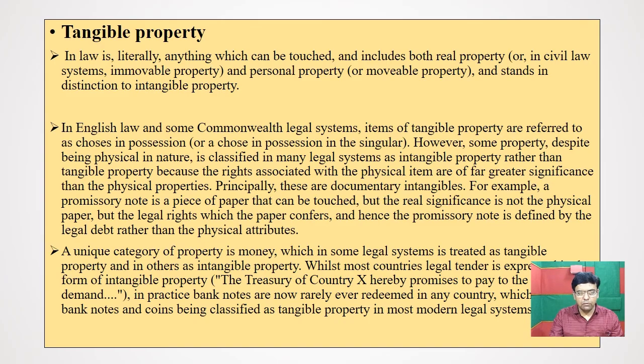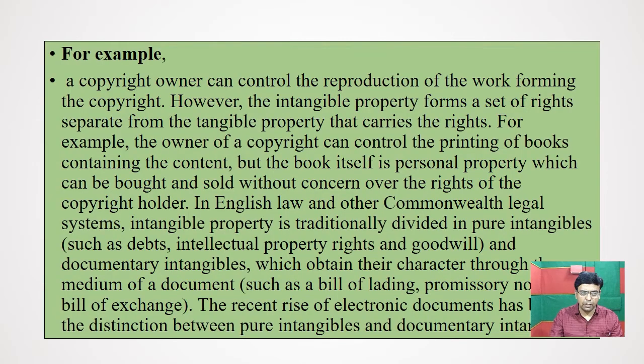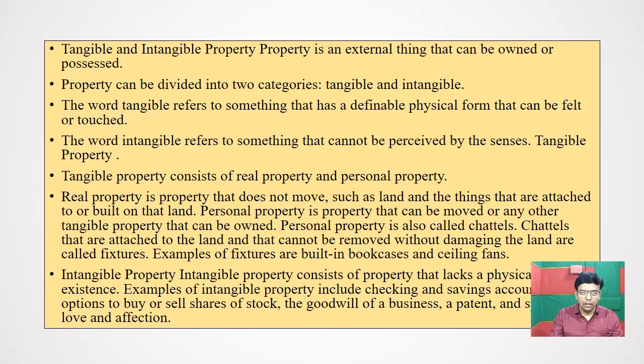Now, in this slide, we will focus on tangible property and intangible property. Property is an external thing that can be owned or possessed. Property can be divided into two categories, tangible and intangible. The word tangible refers to something that has a definable physical form that can be felt or touched, and the word intangible refers to something that cannot be perceived by the senses.